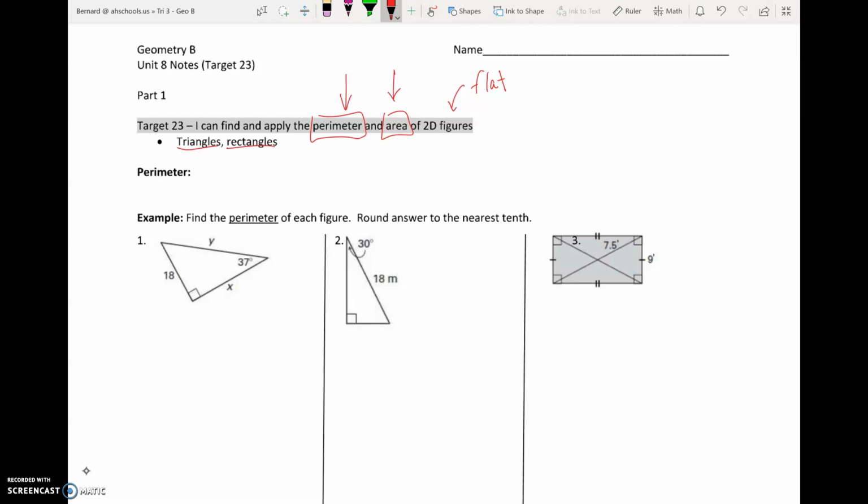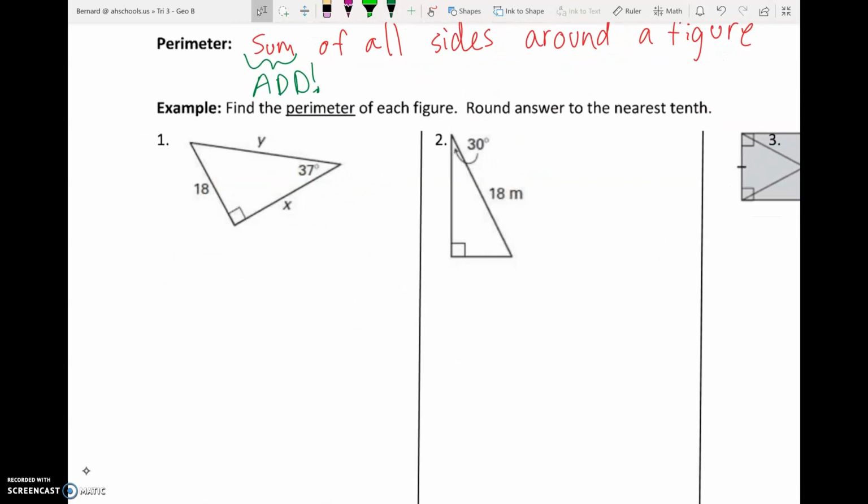And perimeter is defined as the sum of all sides around a figure. And then just remember, the word sum means we're going to add, right? And so we're just going to add up all the sides of a figure. But in order to do that, we need to know all the sides of the figure. And so down in problem number 1 here, we don't know this side, it's labeled X, and we don't know that side, it's labeled Y. And so before we can find the perimeter, we have to figure out what X and Y are. And that's where the challenge of this unit lies.